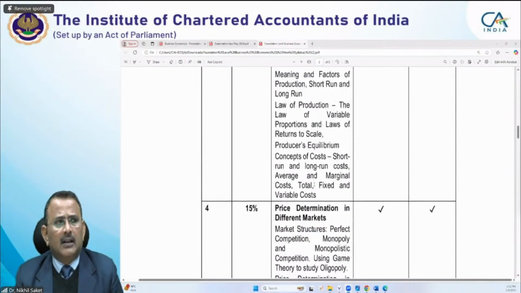Then comes one of the most important chapters, that is price determination in different markets, the different types of market structure, what is perfect competition, what is monopoly, what is monopolistic competition, what is oligopoly, the different characteristics of the market structure, the shape of demand curve, the shape of revenue curve, all these are there. Quite a number of examples are there, which is falling under which market structure. But oligopoly, again, kinked demand curve.